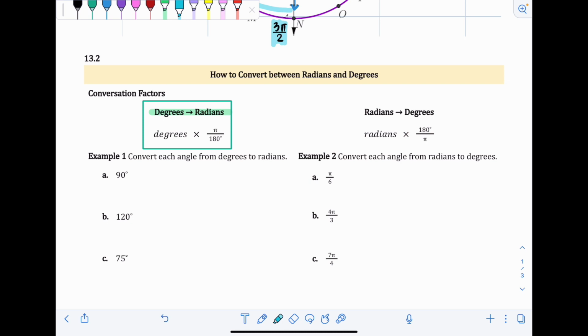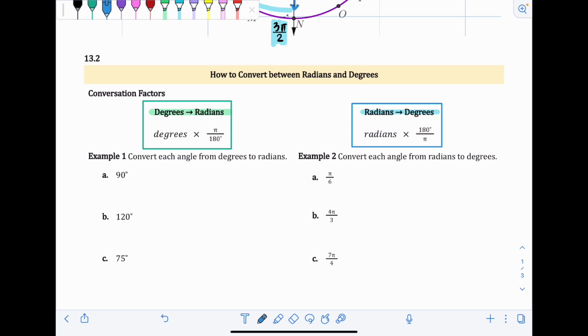If you want to do the reverse of that, if you want to start with radians and convert it to degrees, you're going to take the radians and multiply it by the reciprocal, which is 180 over pi. So these are something you would definitely want to save and keep handy for checkpoints and exams.